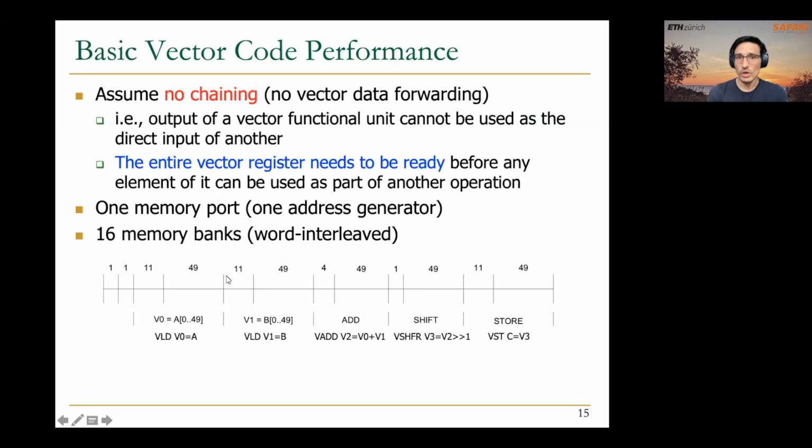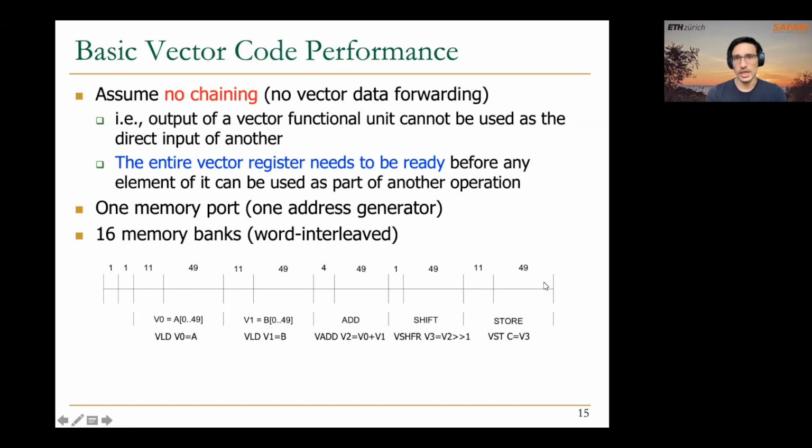And at that point, we can start the execution of the next load instruction that is executed exactly the same. First of all, wait 11 cycles until we get element B0. After that, we will get one element of B every cycle. After the second load instruction is complete, we can execute the addition, performing the operation on the 50 elements of vector register 0 and vector register 1.